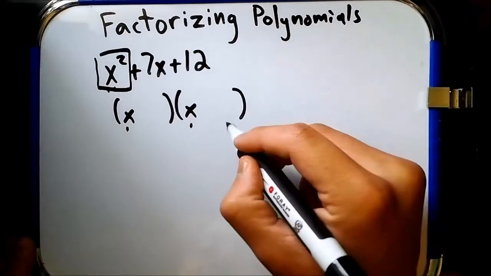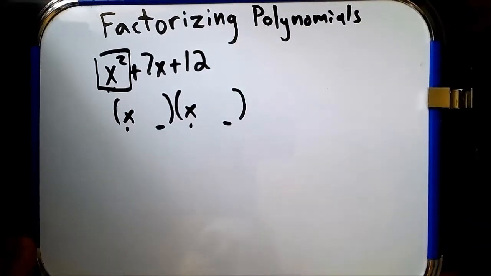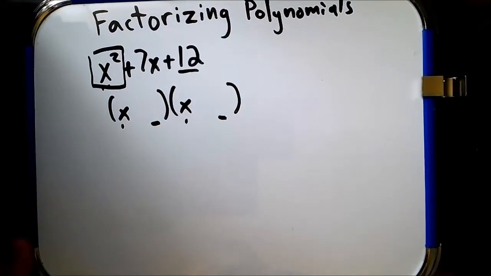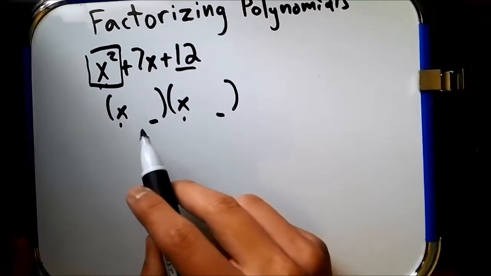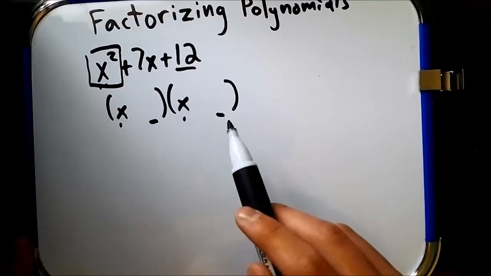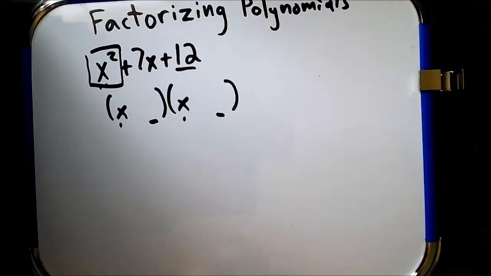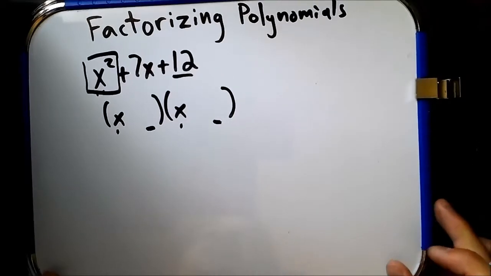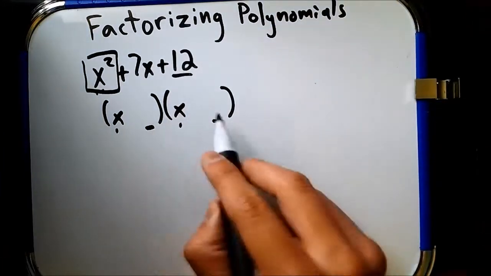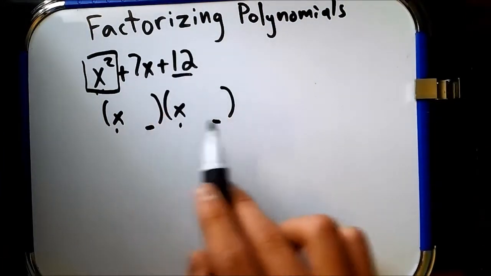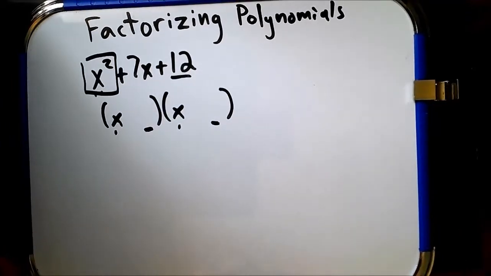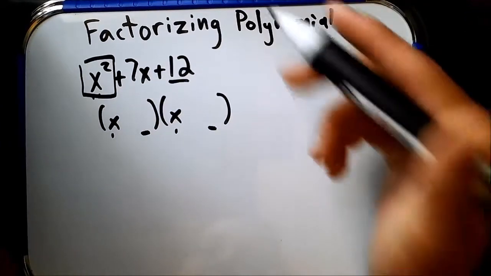And then these two terms right here multiply to equal this one right here. So that could be 1 and 12, it could be 2 and 6, it could be 3 and 4. But how we know which one to use is because of this one right here. So these two multiply to equal that, and the same two also add to equal this. So let me keep going on here so that you understand it.